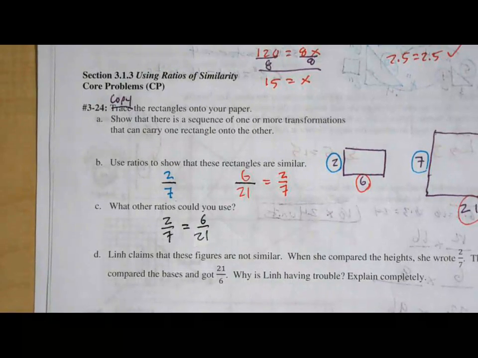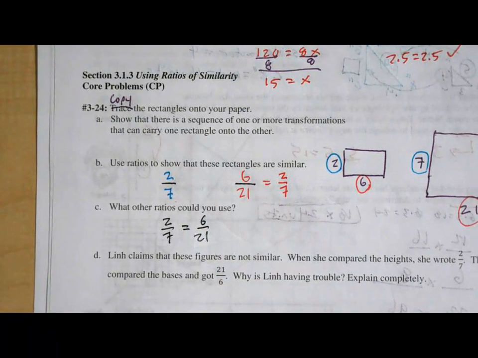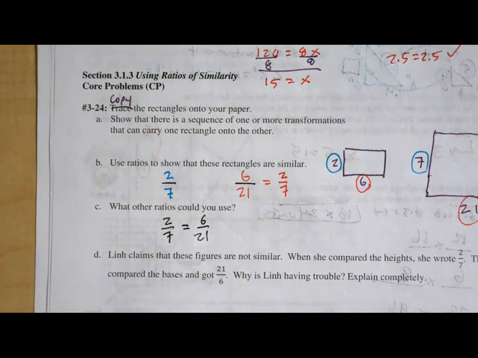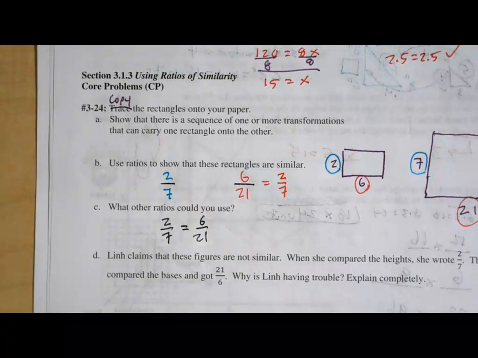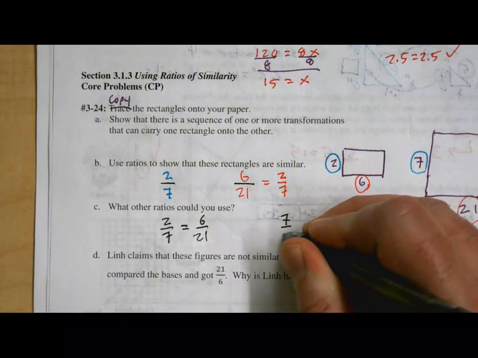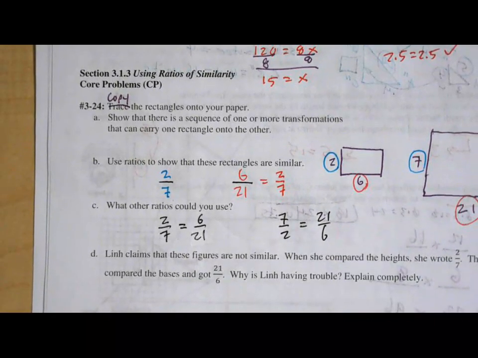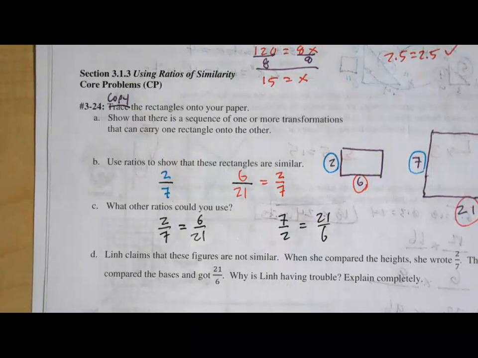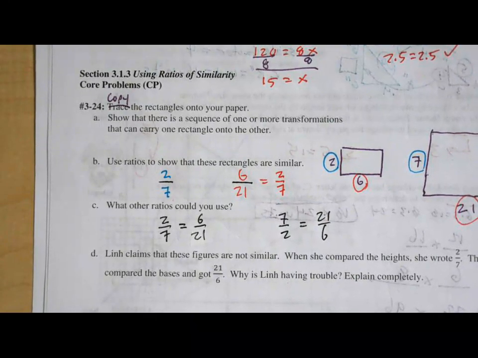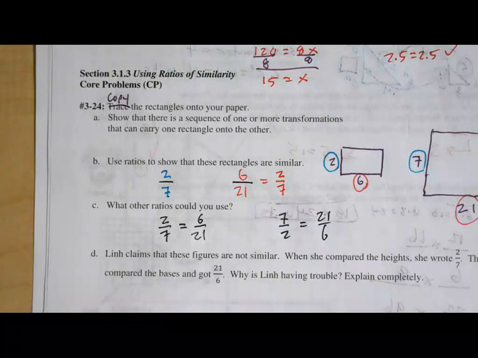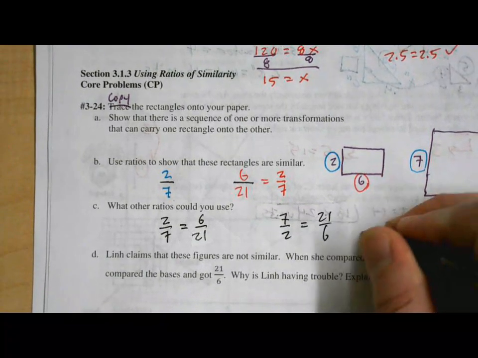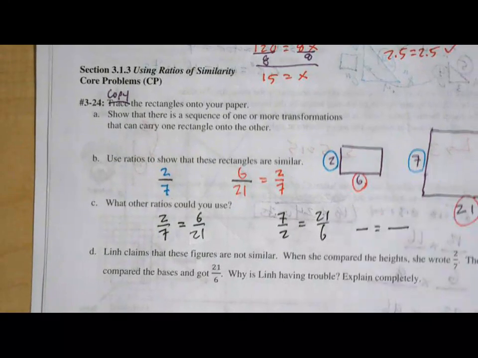Okay, this is asking what other ratios we could use. Did anybody do 7 over 2 instead? And they were still the same, weren't they? So I could also have done 7 over 2 equals 21 over 6. That would work. There are actually 2 other ways we could write this ratio. Did anybody think outside the box and write these 2 ratios in a different way?